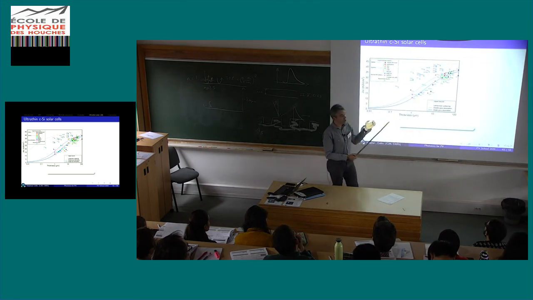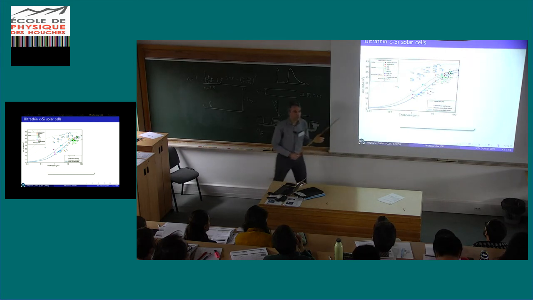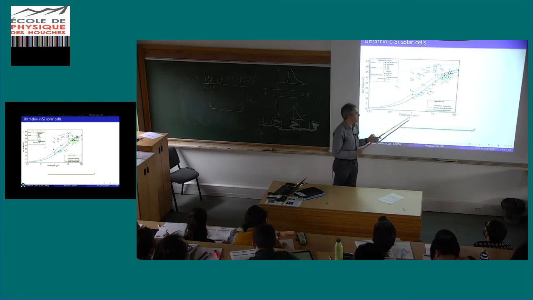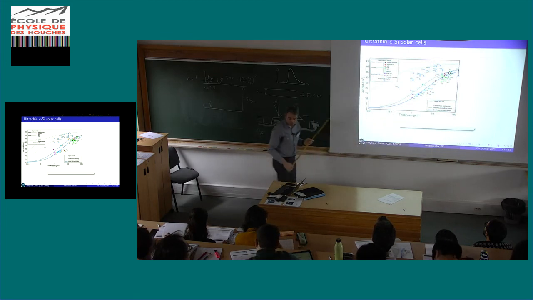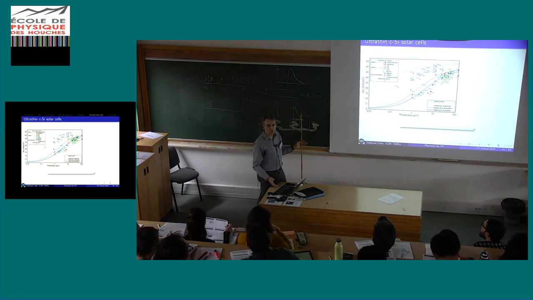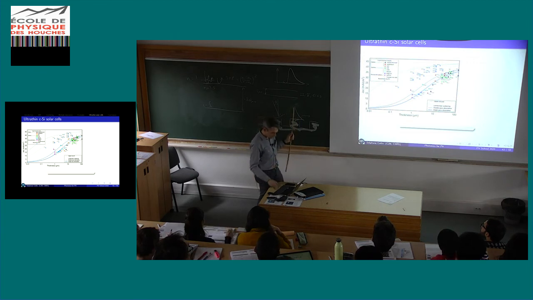Why? Because you have a lot of parasitic absorption everywhere. Because your anti-reflection coating is not perfect. Because most of these cells don't have a very good back mirror. So your first task is to have a good anti-reflection coating and a good back mirror before using these fancy light trapping strategies.